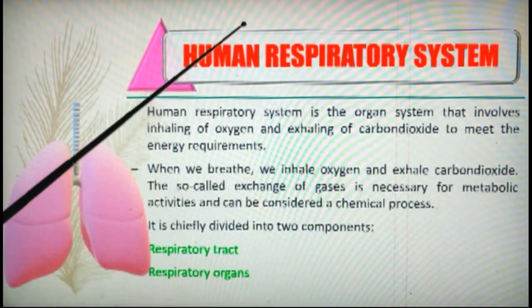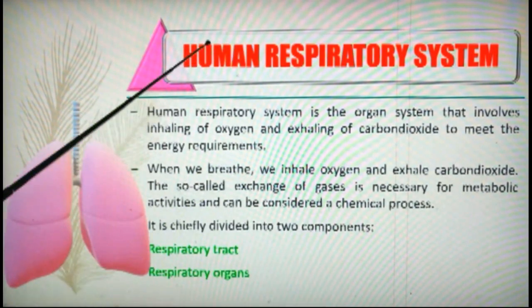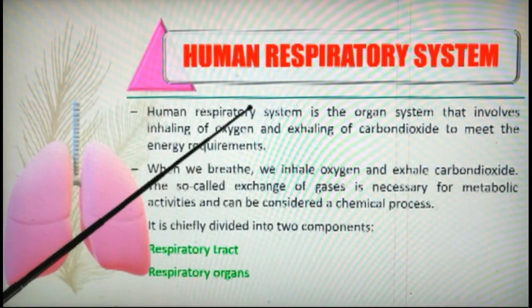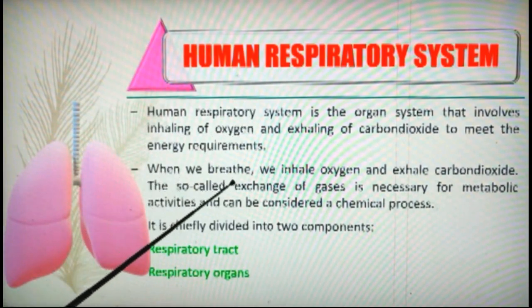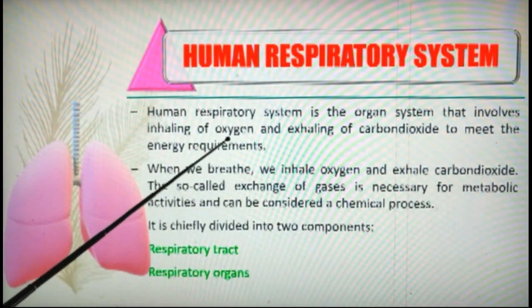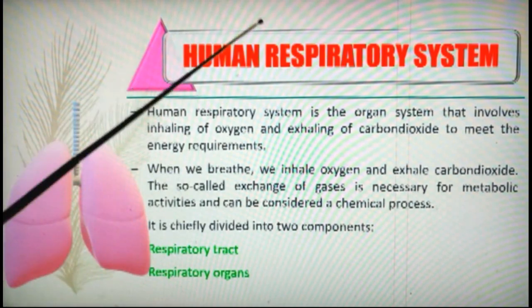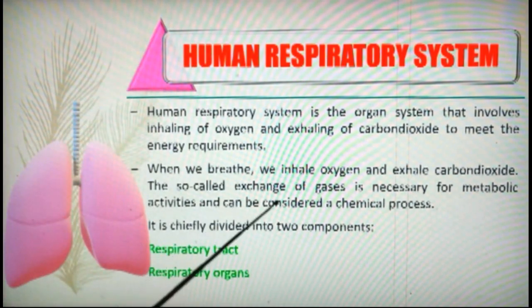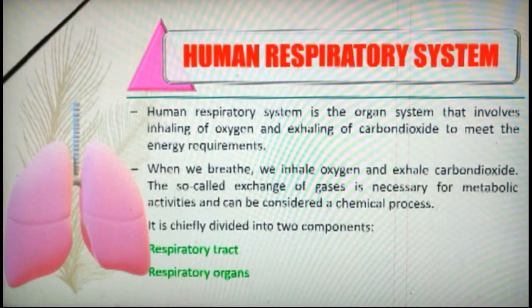The structure of this respiratory system is such that it allows the oxygen to enter into the lungs and allows the carbon dioxide to leave our body. So this human respiratory system is chiefly divided into two components. They are the respiratory tract and the respiratory organs. The respiratory system is divided into two main components. One is the respiratory tract, the other one is the respiratory organs.